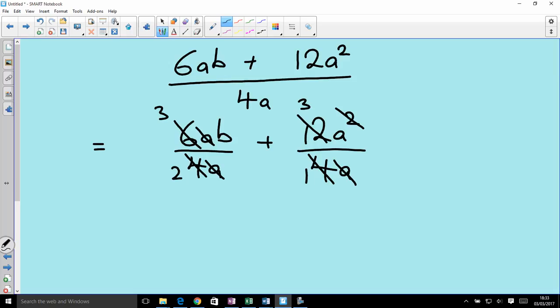And so we are left with two fractions. On the left hand side, we're left with 3b on the top over 2. And on the right hand side, we are left with 3a over 1. 3a over 1 is just 3a, so I'm going to leave it as 3a. And that, believe it or not, is our answer to this problem. That's as far as we go. Yeah, it's that easy. Let's do another one.